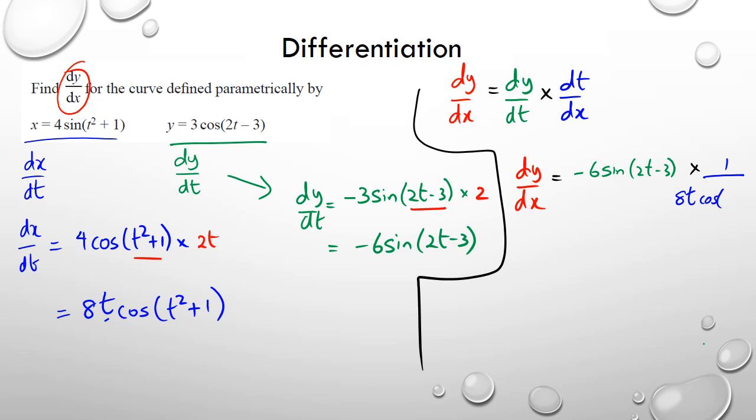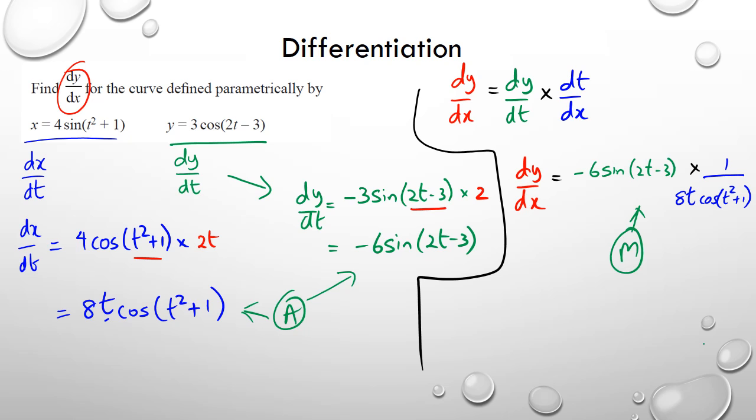8t cos t squared plus 1. Okay, and you can leave your answer like this, guys, and that's basically it for this question. That's your merit right there. So merit to get to here, and if you do one of the differentiations, you're looking at an achieved.